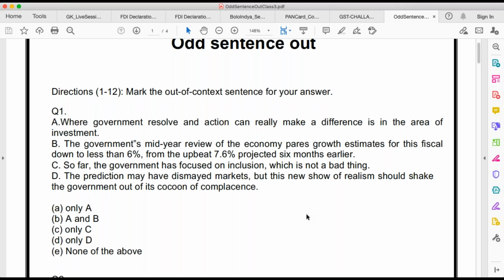A? My B and D are also related to economy? So A, B and D, as said by Shankar also, are related to economy. Can I put sentence number C as the out of context one?